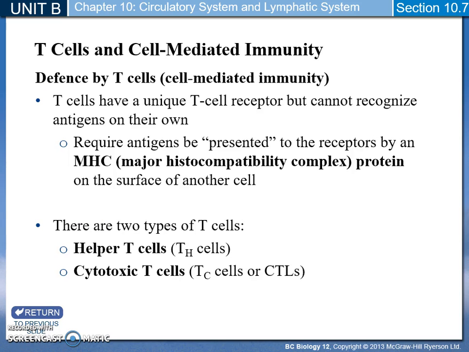So the T cells and cell-mediated immunity. So the defense by T cells. T cells have a unique T cell receptor, but they cannot recognize antigens on their own. So they require antigens to be presented to the receptors by an MHC protein on the surface of another cell. And there are two types of T cells. We have helper T cells and we have cytotoxic T cells.